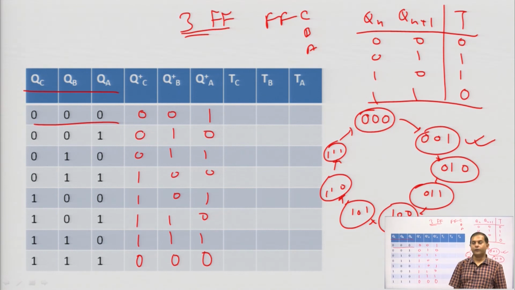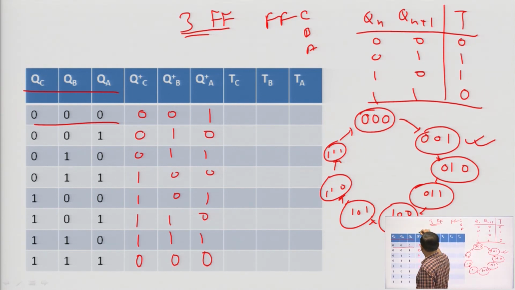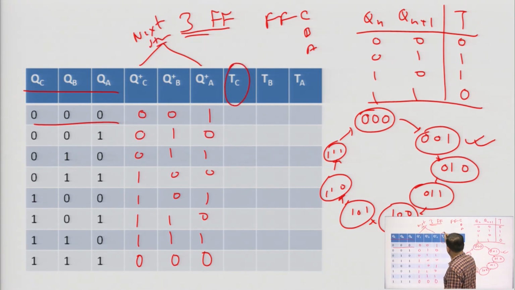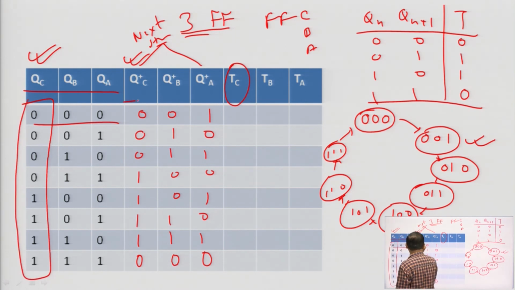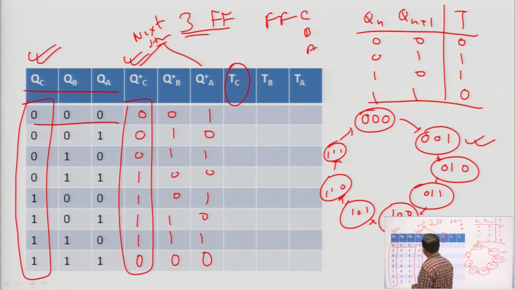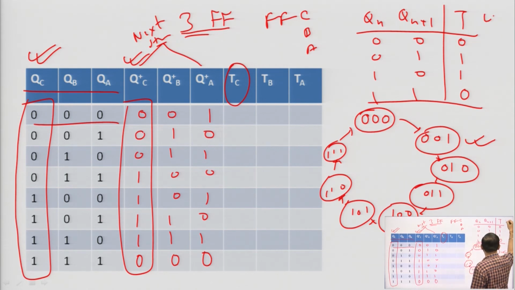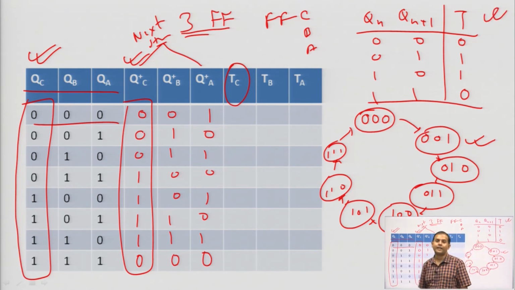Is it clear to all of you? These 3 are the next states. Now for TC, we will be checking QC and QC plus. So, let us check this circuit excitation table and draw this circuit excitation table.